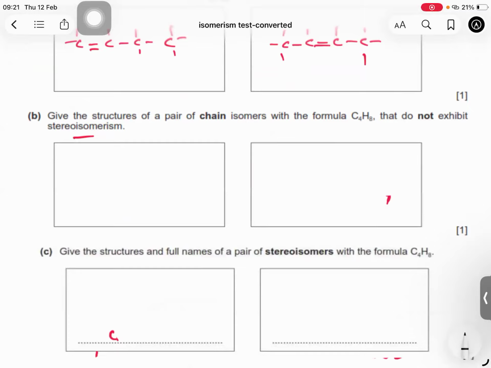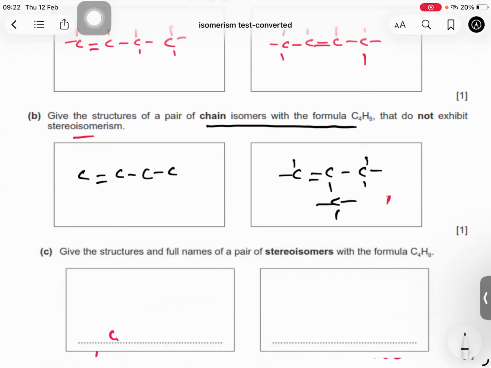Give the structures and pair of chain isomers with C4H8 that do not exhibit the stereoisomerism. Chain isomers of the formula C4H8 that do not exhibit the stereoisomerism. Chain isomer banana है इसका. 1 2. Anyone? Chain isomers. Chain isomers में number of carbon कम करने हैं, तो एक ये हो गया.